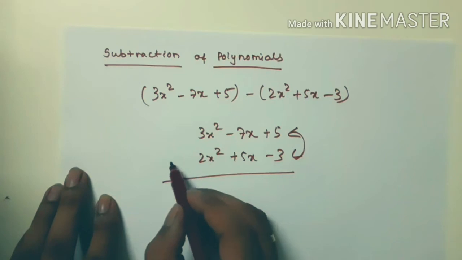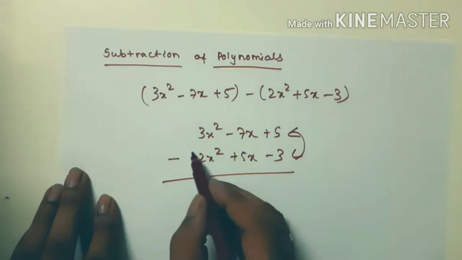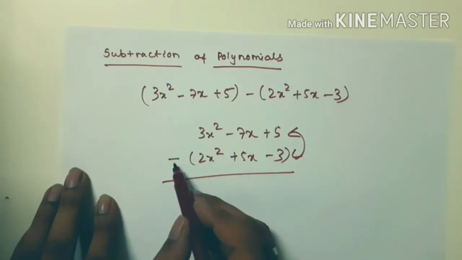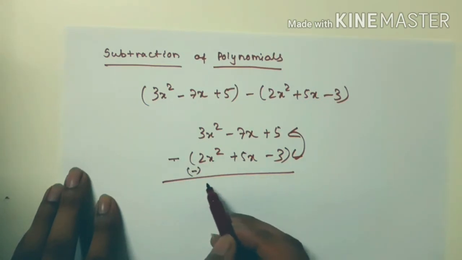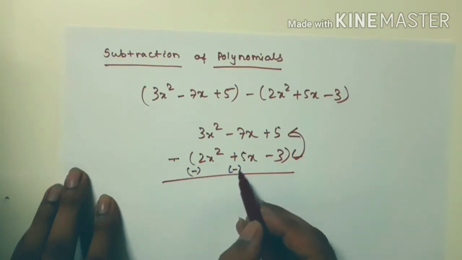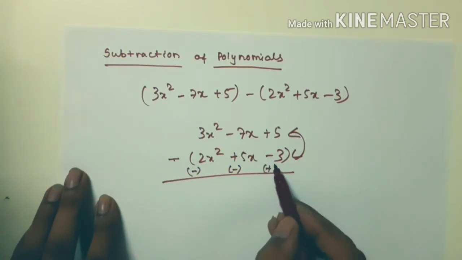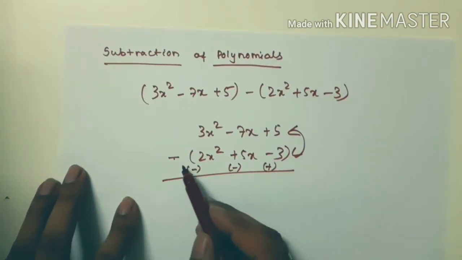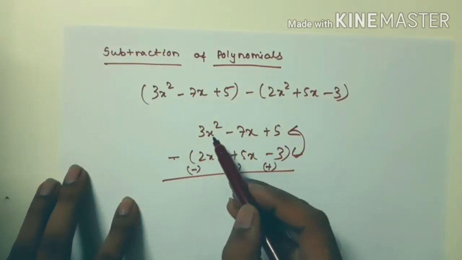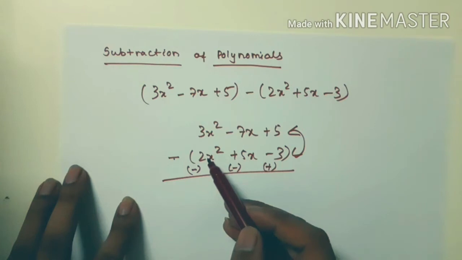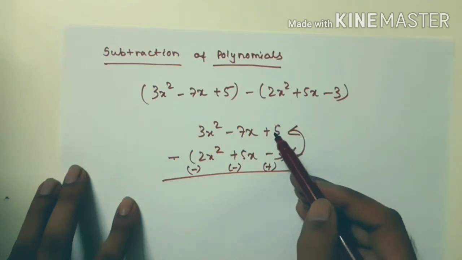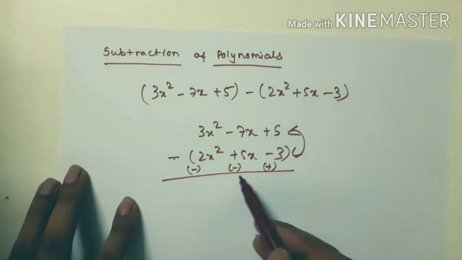Whenever you are subtracting, remember that all the signs will be changed, because we are multiplying by this negative sign. So minus of 2 is minus 2, minus of plus becomes minus, minus of minus becomes plus. Now we will use these signs that we obtained after multiplying. So we have 3x squared minus 2x squared, and here we have minus 7x minus 5x. Similarly plus 5 plus 3.